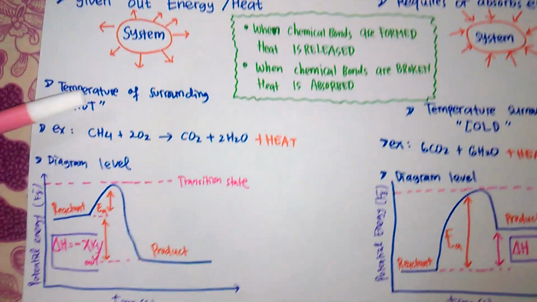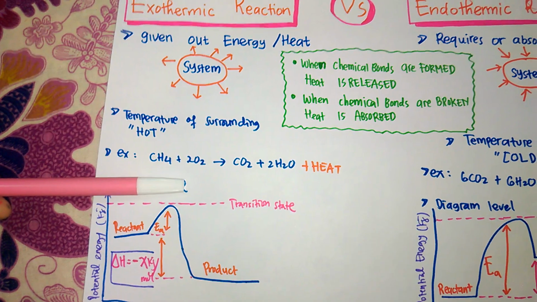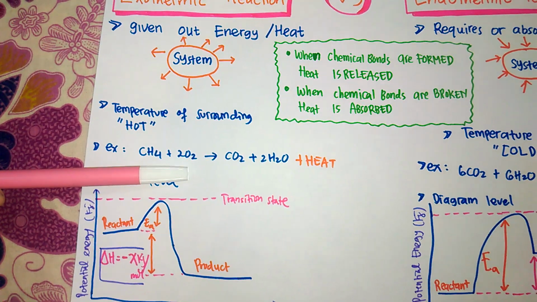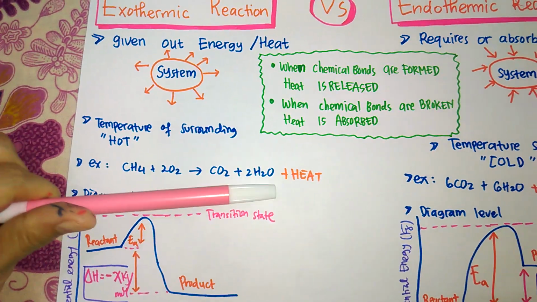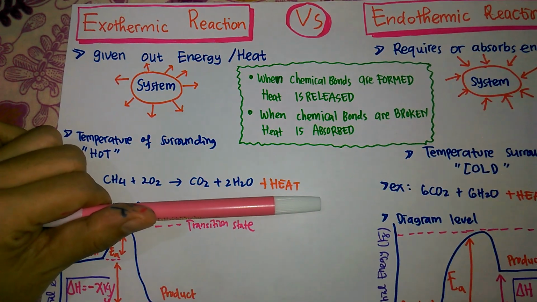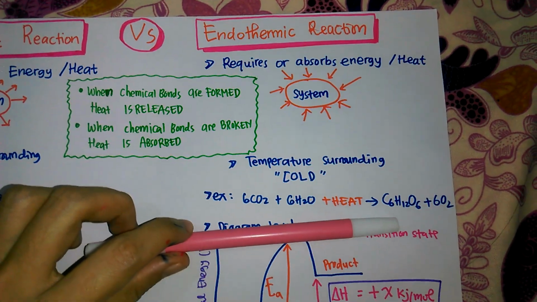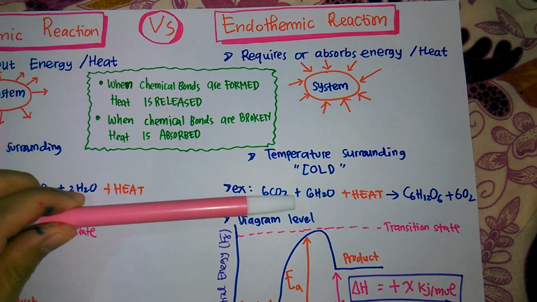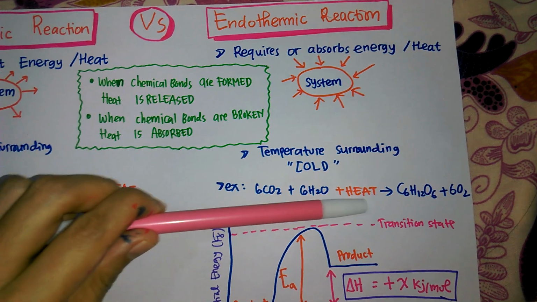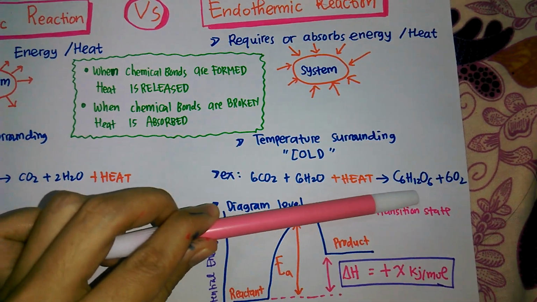Okay, guys. For example, the example of an exothermic reaction is combustion. We have learned this before. Methane plus oxygen will produce carbon dioxide and water plus heat. It means that heat is released. Look at the position of the heat, it is in the product. But the example of an endothermic reaction is photosynthesis. 6 carbon dioxide plus 6 molecules of water absorb heat. Look at the position of the heat, it is in the reactant. Will produce glucose and oxygen.